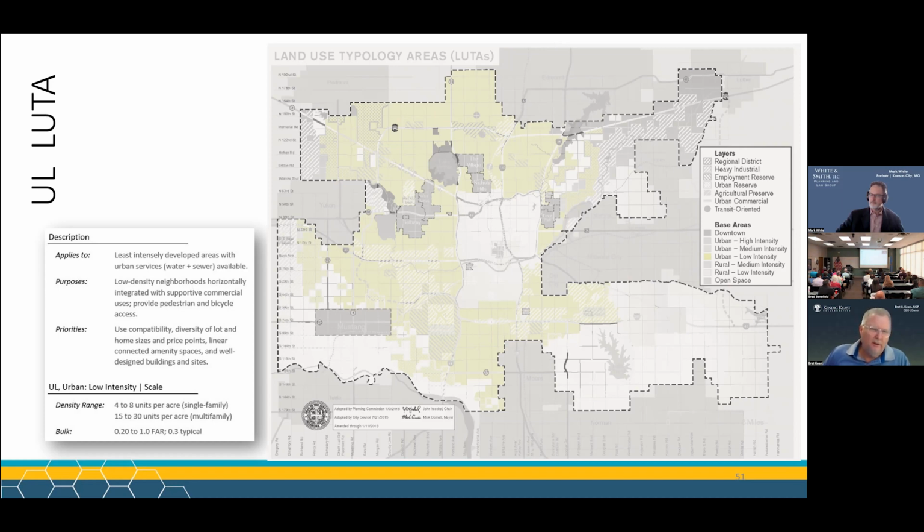The plan, you see in the little box there on the left-hand side, tells you how it applies and what the purposes of it are. Then it'll give you a density range, and that is 4 to 8 units per acre. So that basically tells you lot size or types of housing to reach that density. And then the bulk is what we talked about earlier, the floor area ratio. I know those are foreign concepts, but hopefully you can understand them a little bit more as we proceed.